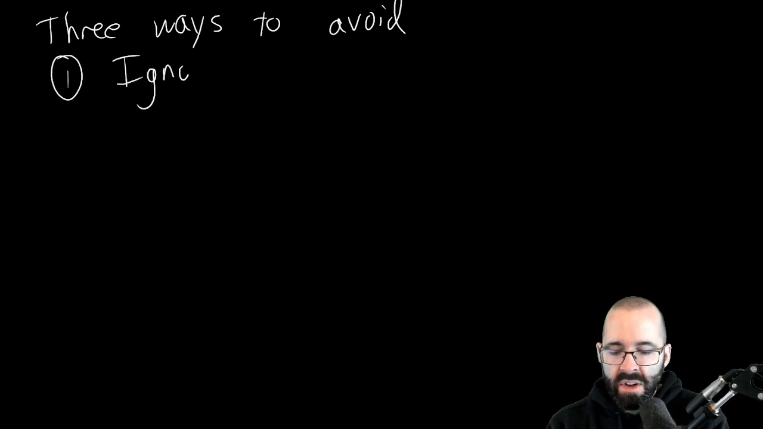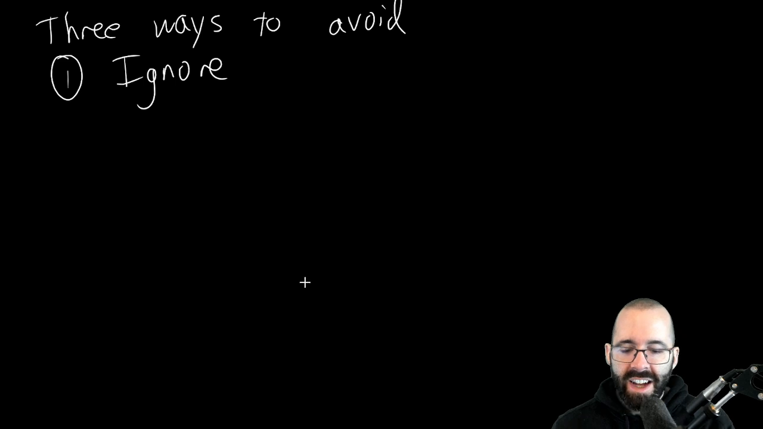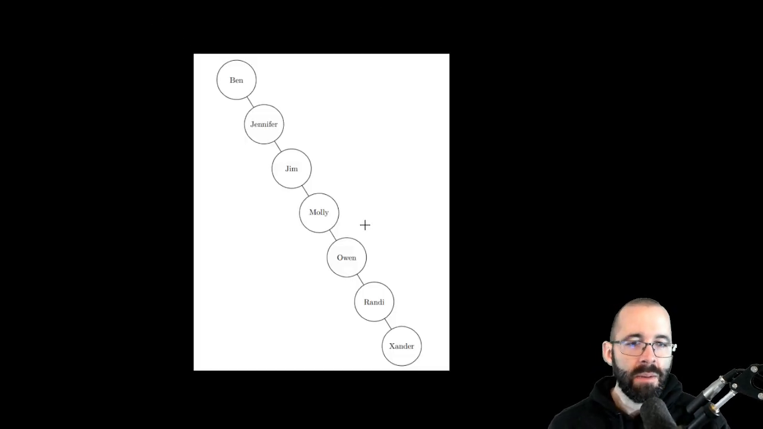The first one's my favorite. It's just to ignore it. Because realistically, when you're making binary search trees, this is not going to happen. It's possible, but assuming there's some element of randomness when you're creating these binary search trees, like you're not hiring people in an alphabetical order, for example, this is very unlikely to happen naturally.